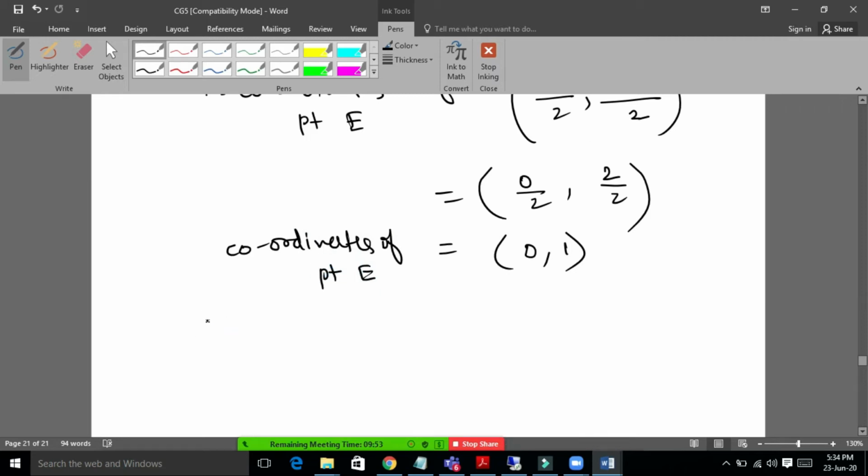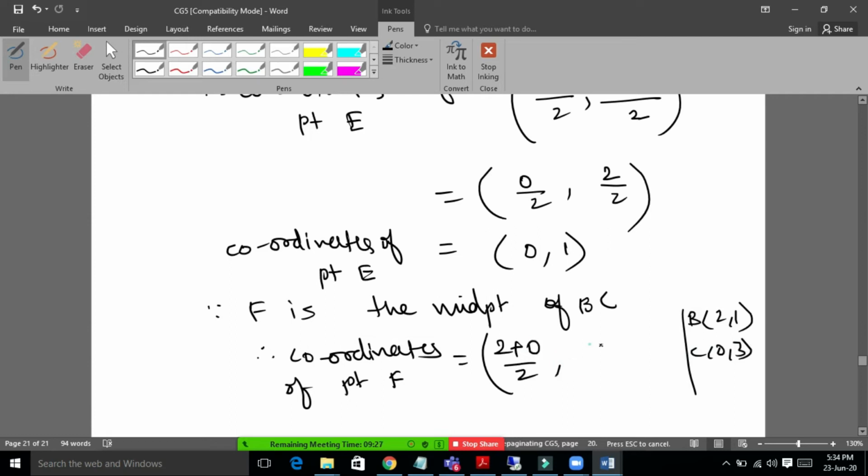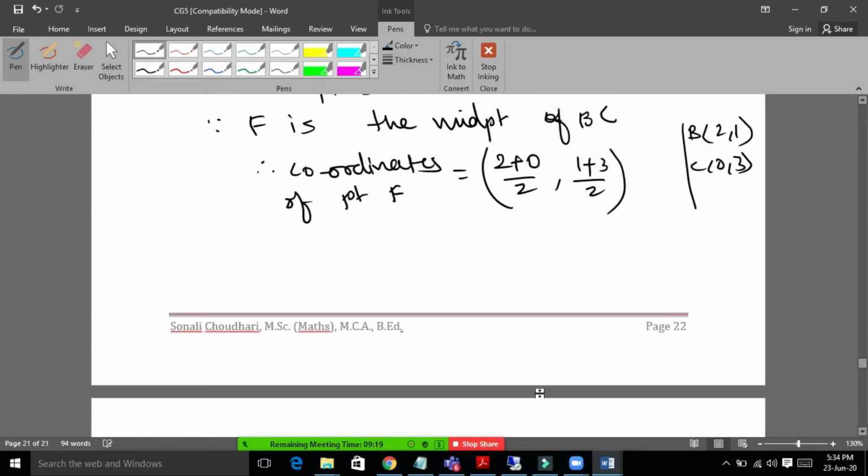Now similarly we go for the point F. Since F is the midpoint of side BC from the figure, the coordinates of the point F are, again by the midpoint formula, B is (2, 1) and C is (0, 3), so (2 + 0)/2 comma (1 + 3)/2, so we get 2/2 comma 4/2. So 2/2 is 1, comma 4/2 is 2. So these are the coordinates of point F.